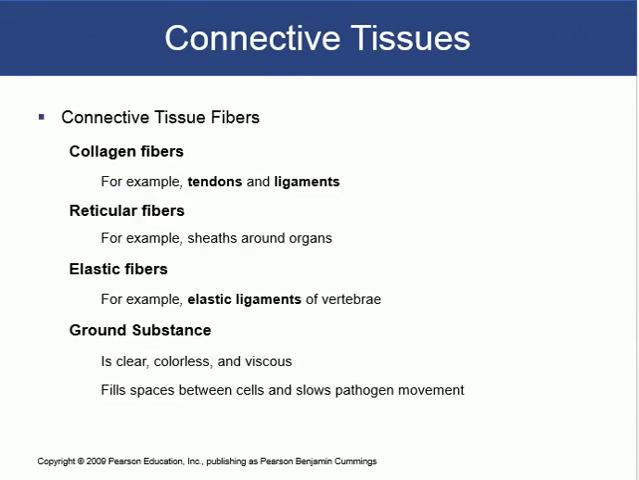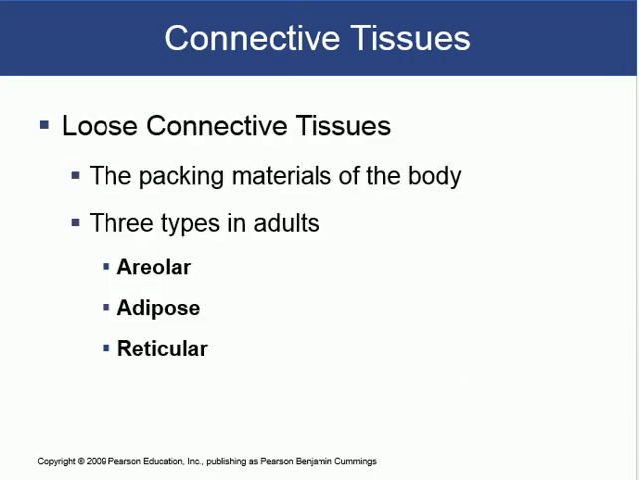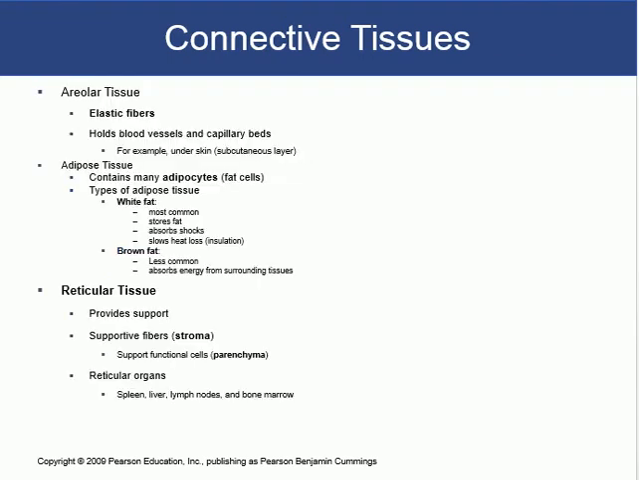The connective tissue fibers can be collagen fibers like tendons and ligaments, can be reticular like the surrounding of the spleen and the liver, or elastic fibers like the ligaments in between the vertebrae. It can be ground substance like the interstitial fluid, for example. The loose connective tissue includes areolar, adipose, and reticular. Elastic is like around the blood vessels, and the adipose tissue is the fat cells.